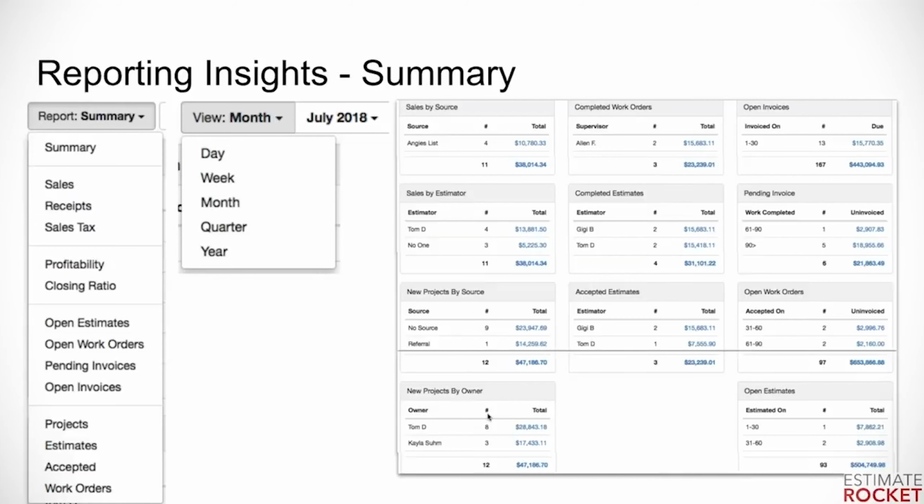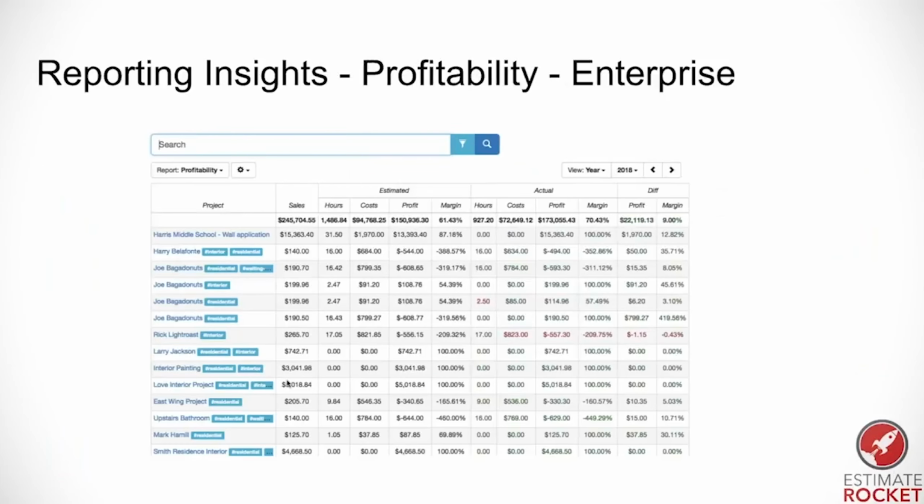Okay, so that's the summary report. And then just to show a couple of the profitability report. And again, this is an enterprise only feature, but if you're doing job costing, this allows you to track both the estimated cost of the project and the actual cost of the project.